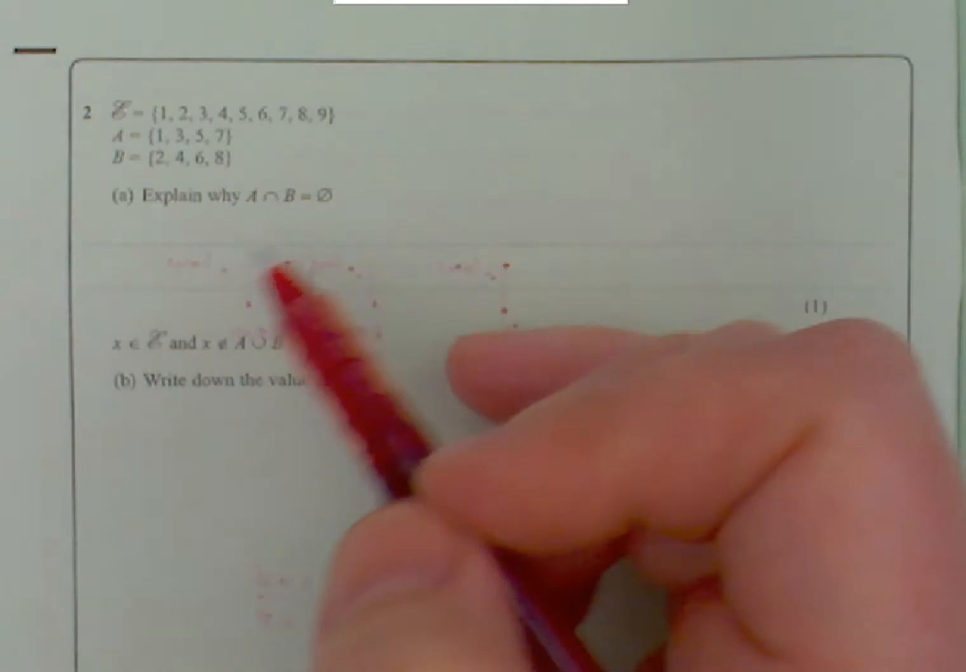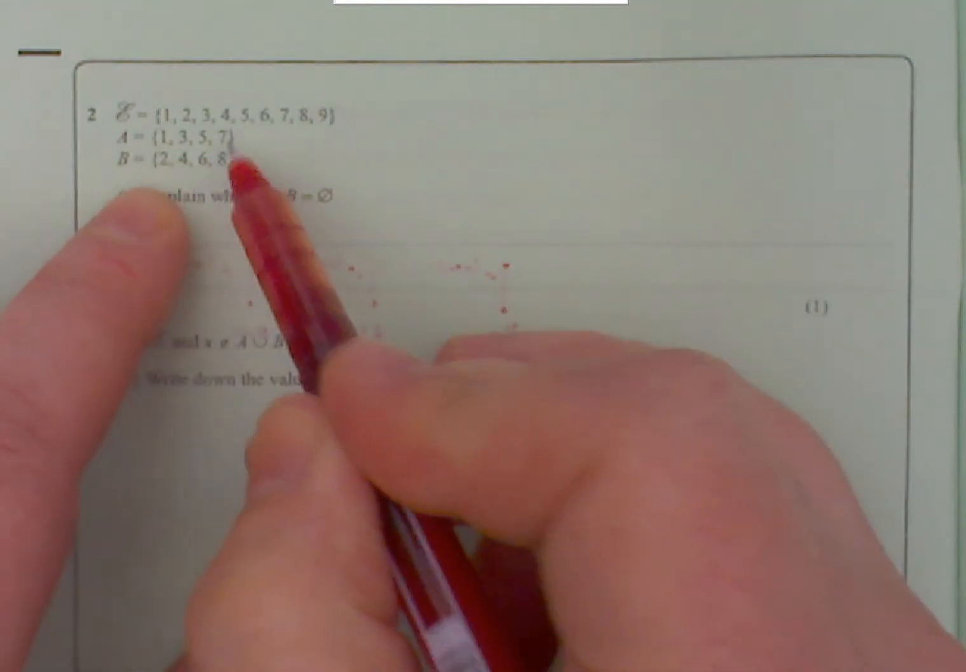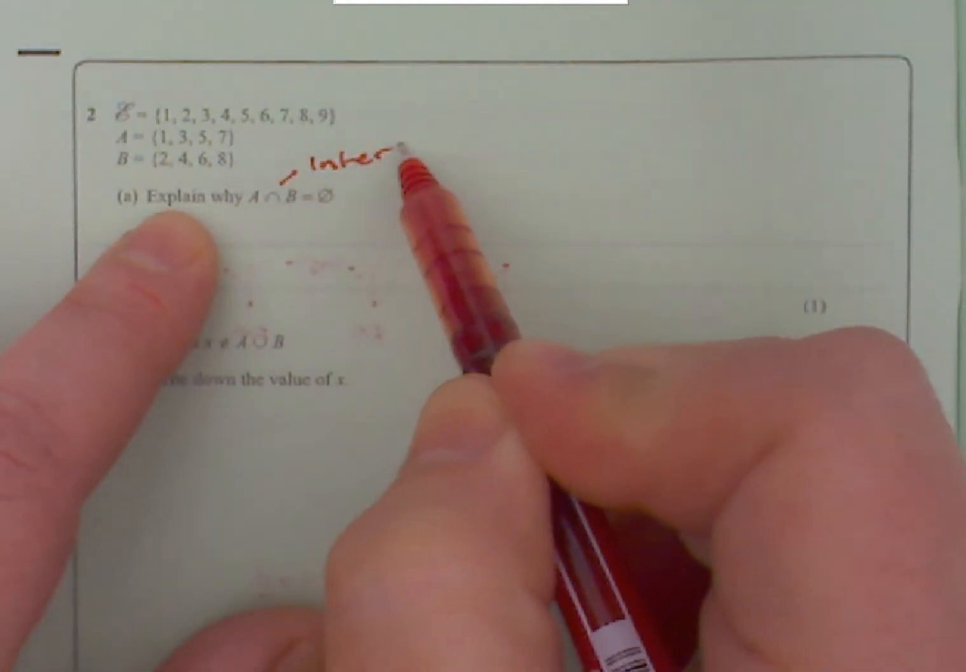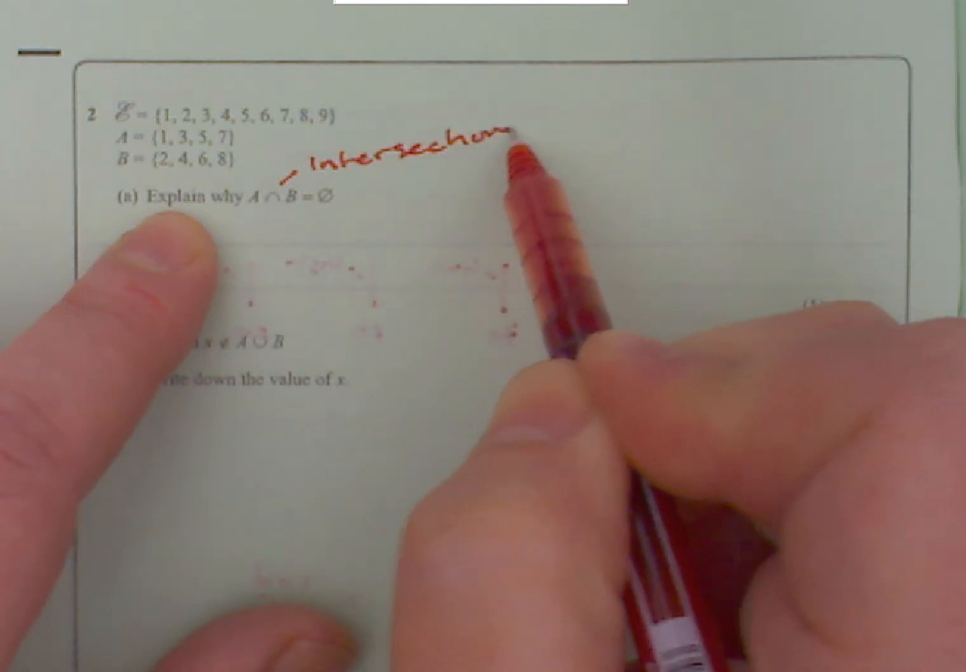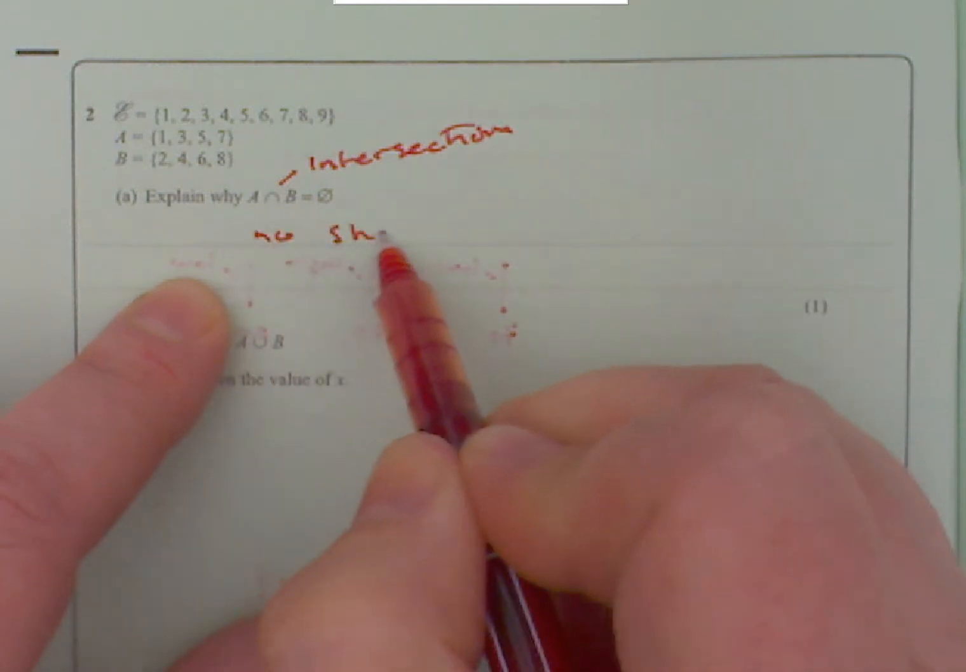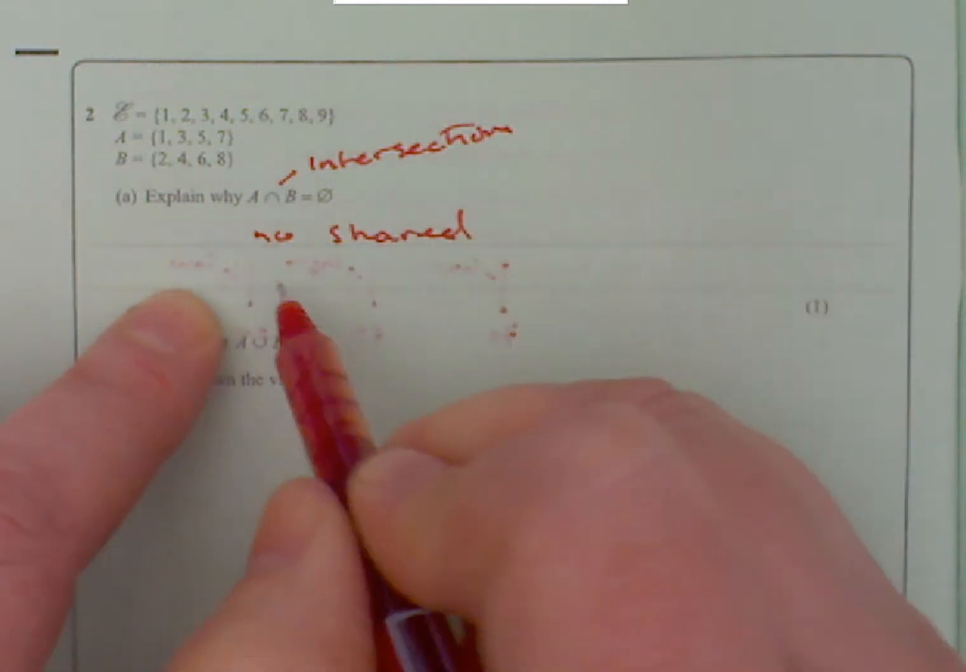So here you can see the members of A, and here you can see the members of B. This means intersection, or the overlap, and you can see that there's no elements in either set. So no shared elements.